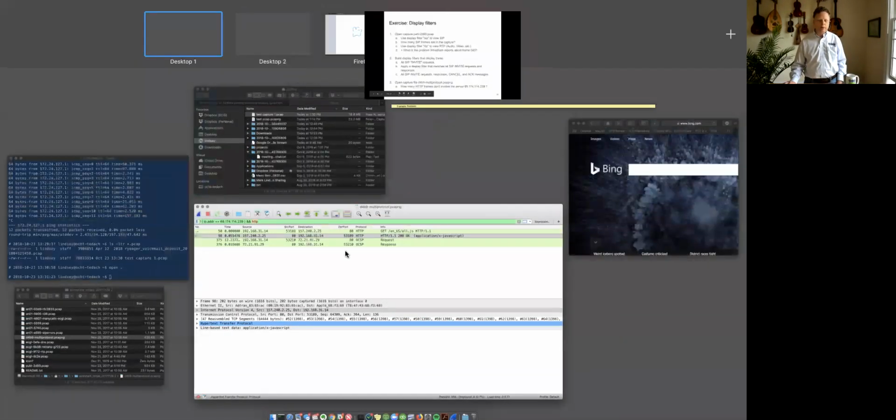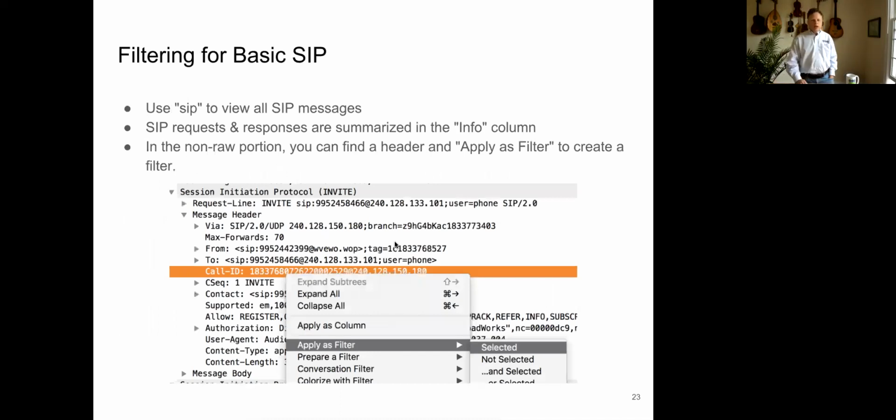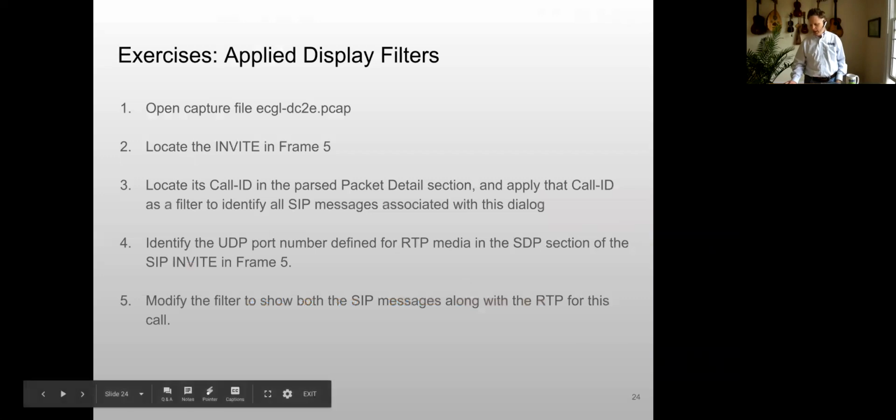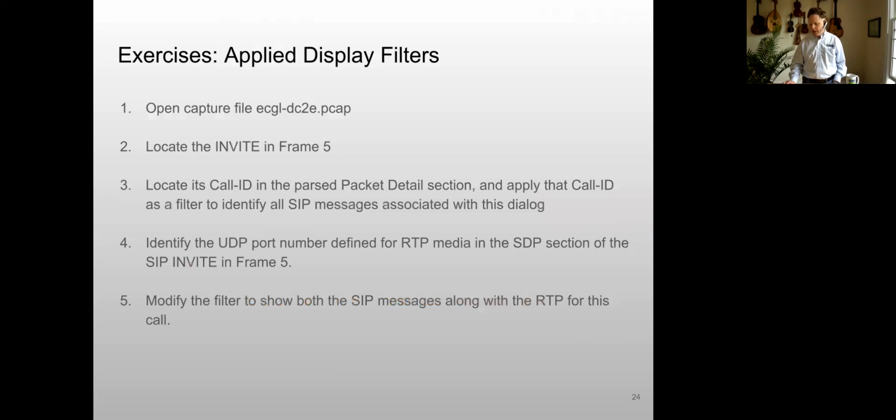So we will move from here. So filtering for basic SIP, we can use sip to view the SIP messages, and we can see a little bit of a summary portion, but you can also do some cool stuff by applying a header as a filter. Like I showed you with the call ID, we can apply as filter. And so we'll probably have to jump past this one a little bit, and I'll just show you what this looks like. But in this file, we're going to go to frame 5, and then from here, we're going to locate its call ID and apply that call ID.